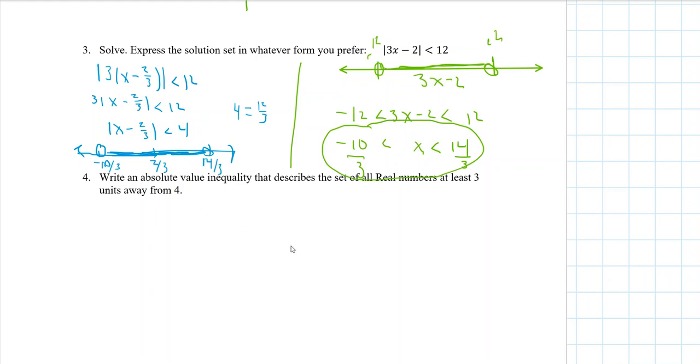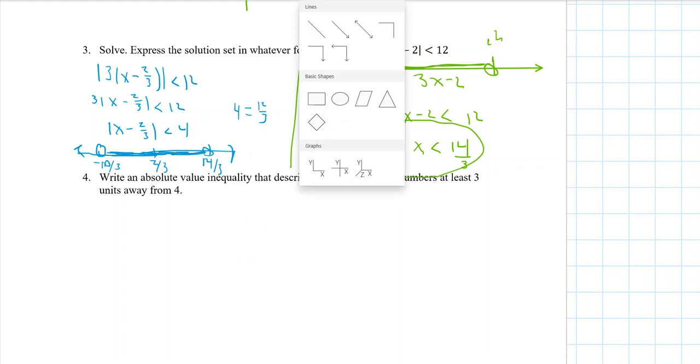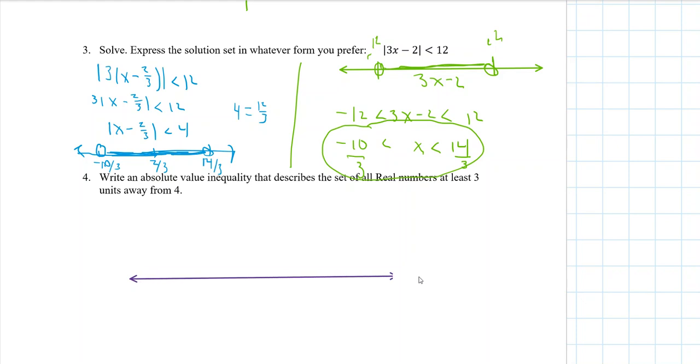All real numbers at least 3 units away from 4. So we start with a number line centered around 4. So it's relative to 4. And there's 4. It has to be at least 3 units away from 4. So we go 1, 2, 3, 1, 2, 3. So it's everything at least, which means it can be 3 or more. So it's out here or out here. That's a 1, that's a 7.